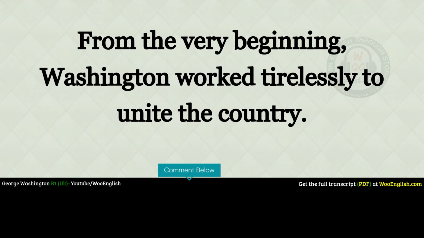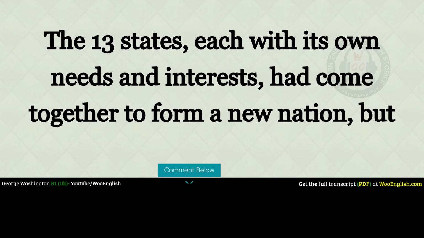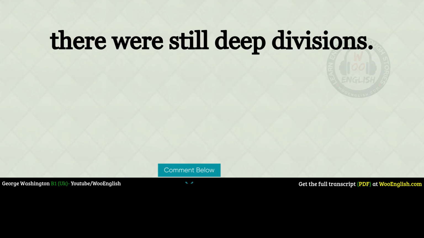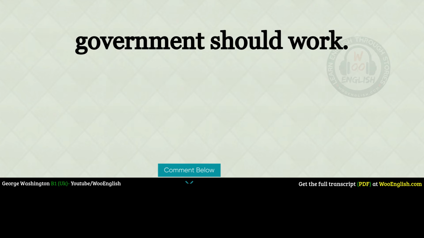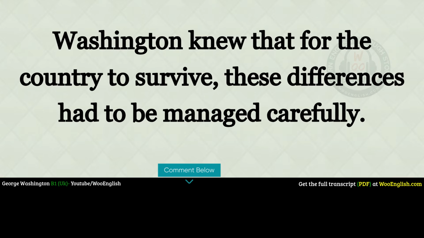From the very beginning, Washington worked tirelessly to unite the country. The 13 states, each with its own needs and interests, had come together to form a new nation, but there were still deep divisions. The North and the South, the large states and the small, all had different ideas about how the government should work. Washington knew that for the country to survive, these differences had to be managed carefully.